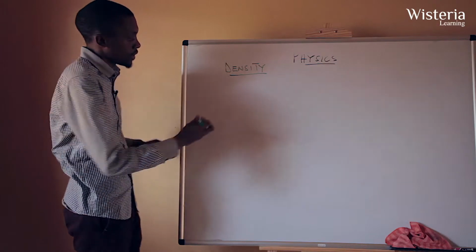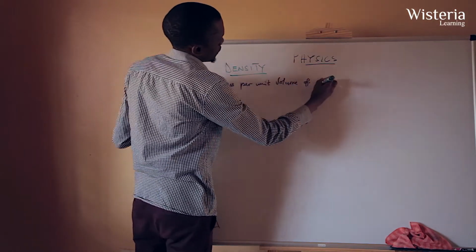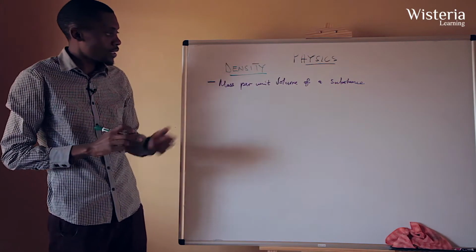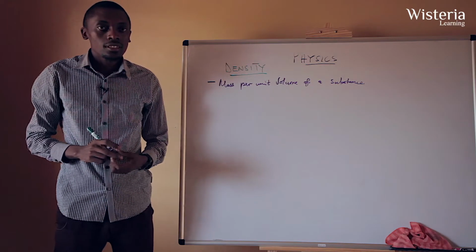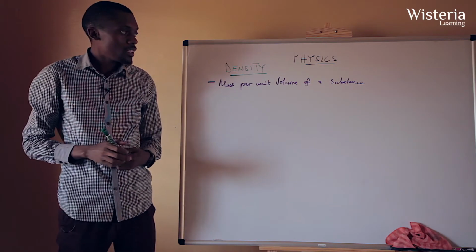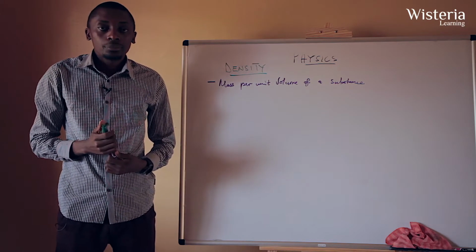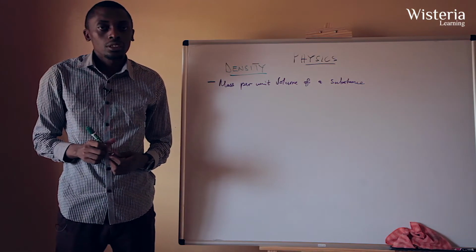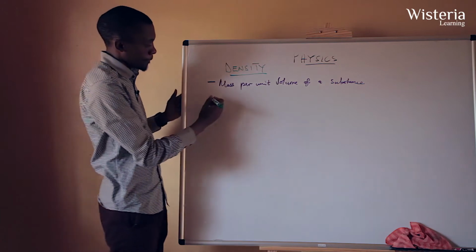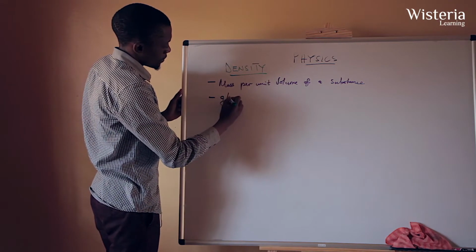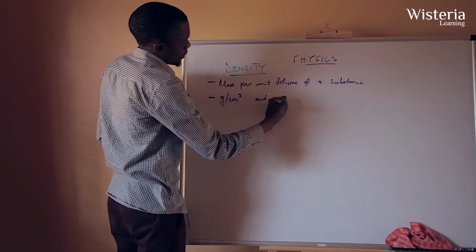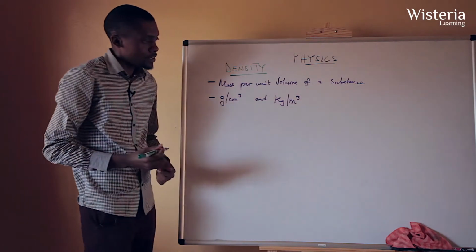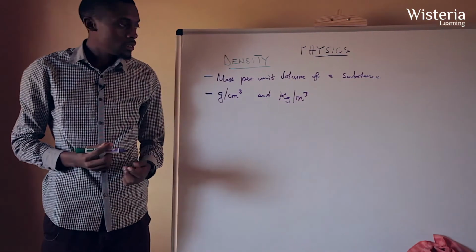So density is mass per unit volume of a substance. So that's our definition for density. It's actually how much matter is packed in a unit of volume given. So we have two units in which we can measure density in. The first one is grams per centimeter cubed, and the other is kilogram per meter cubed. So these are the two units in which we can measure density.